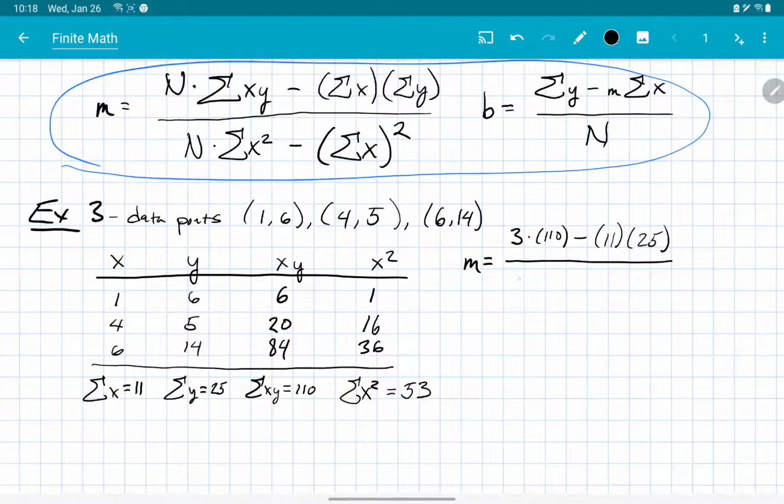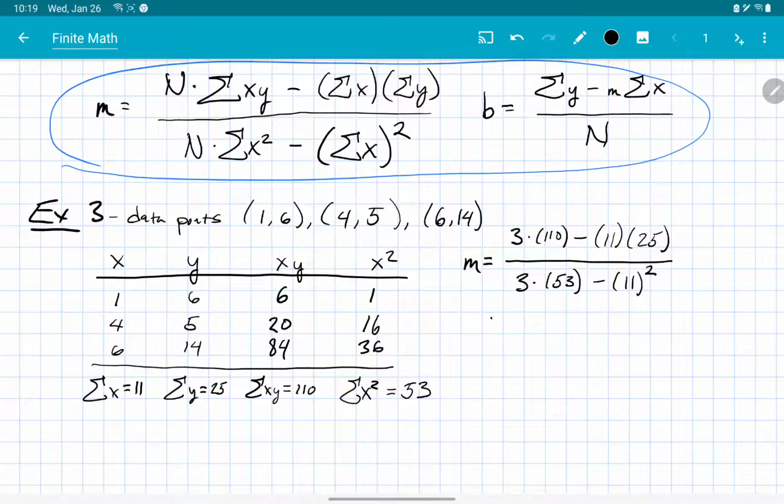In the denominator, I again use the n, which is 3, times the sum of x squared, which is the last column's bottom entry, 53. And then I subtract the square of the sum of the x coordinates. This is 11 squared, because the sum of the x coordinates is 11.